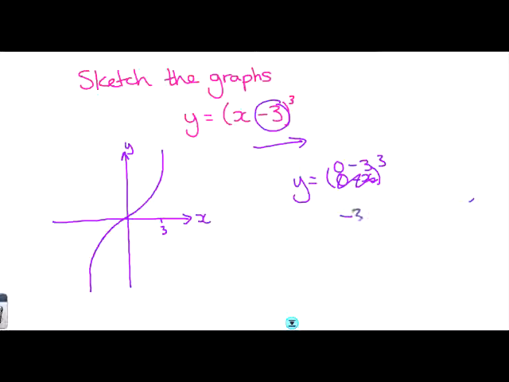So it would be minus 3 cubed. Minus 3 times minus 3 is 9, times another minus 3 is minus 27. So that means we can have a root value here of minus 27. Sorry, a y-intercept of minus 27. So we know it crosses here.